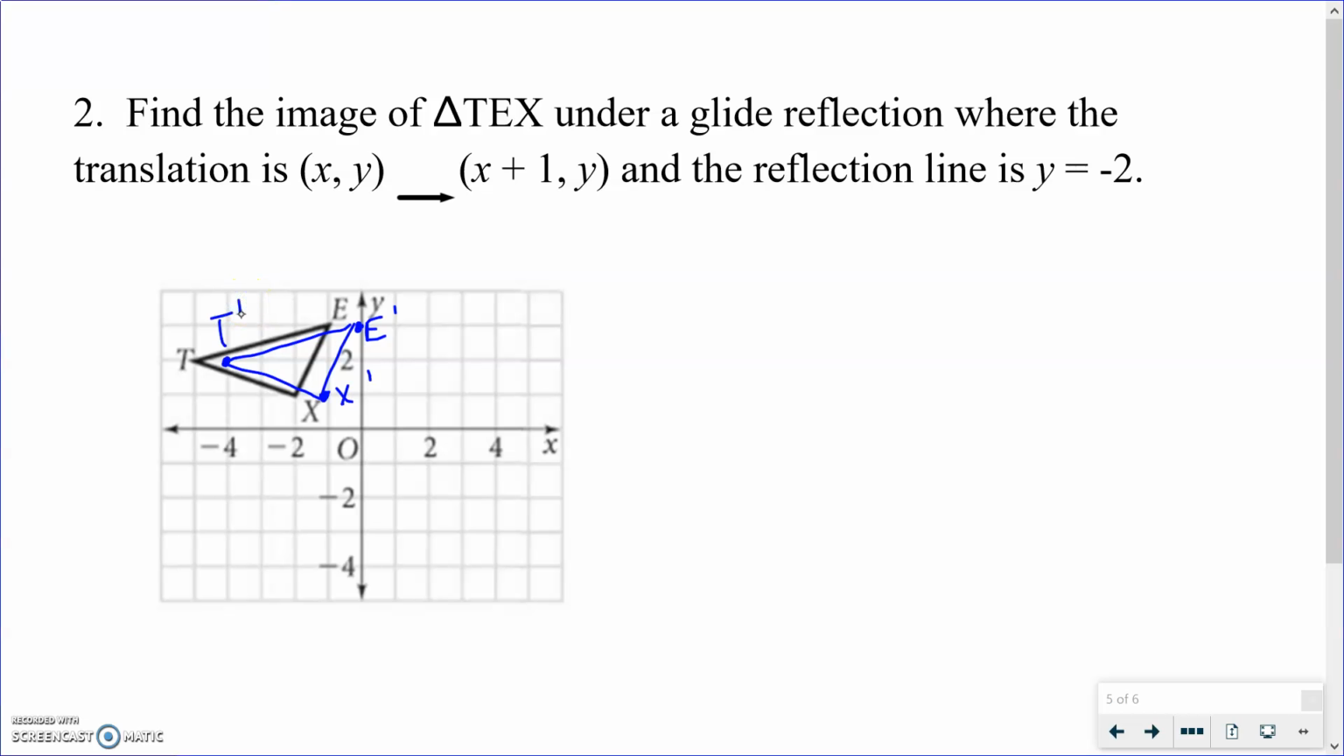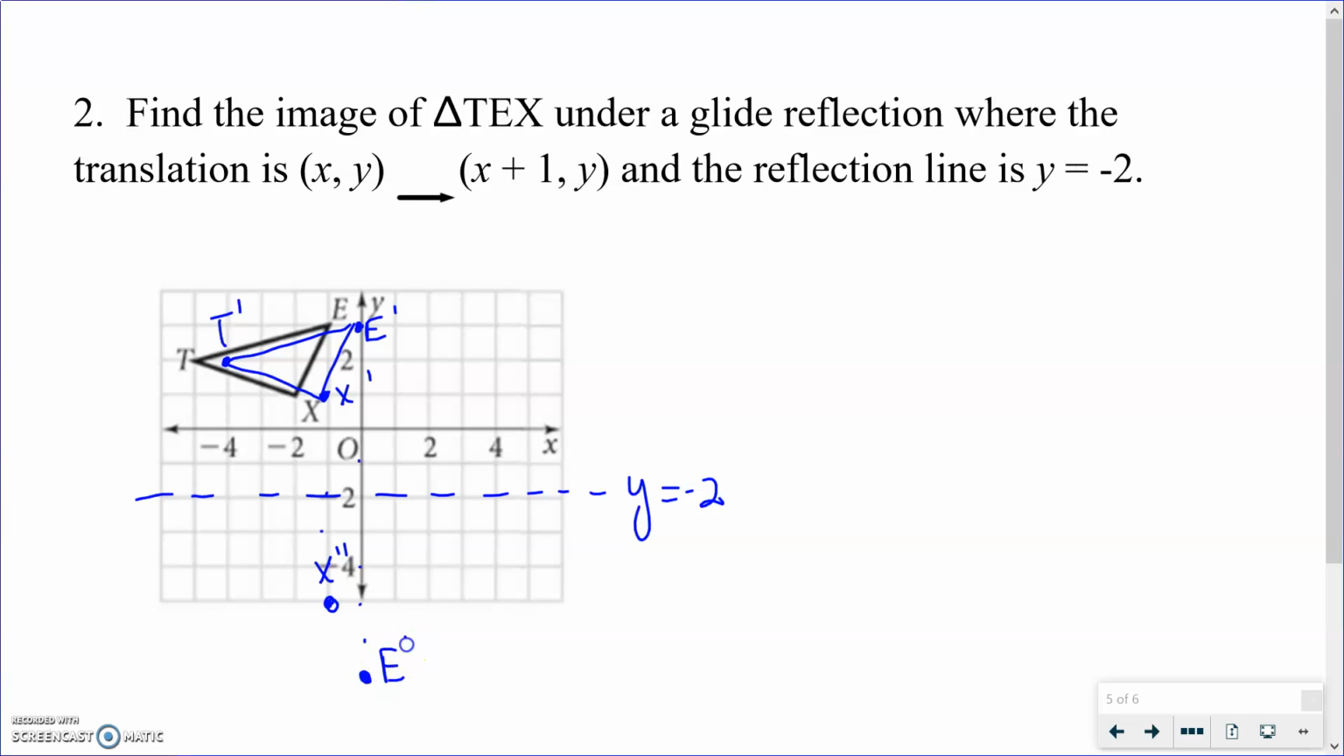Then we're going to reflect over this line, which is y equals -2 because it crosses the y-axis at -2. So 1, 2, 3 away, this x prime, so x double prime will be 1, 2, 3 away. And this will throw people, but 1, 2, 3, 4, 5, and we're just going to put it right there.